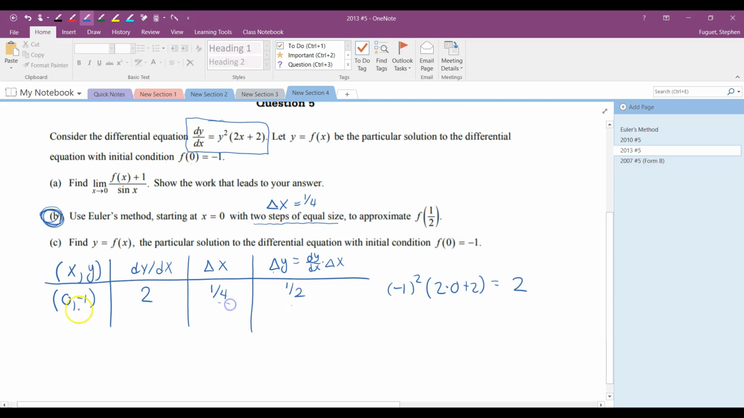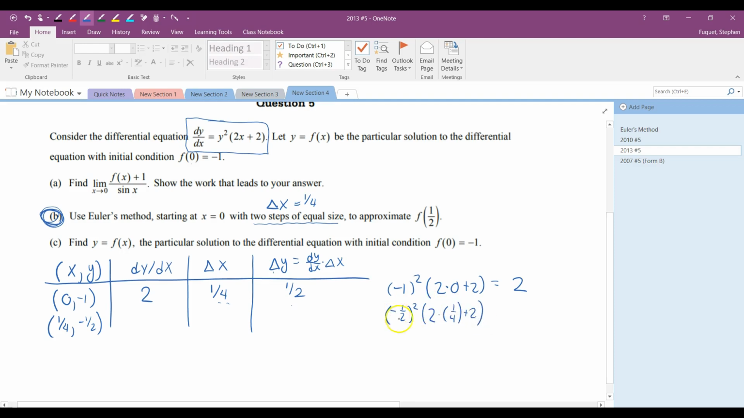I'm going to take these two numbers and add them into my x and y respectively. So I'm going to have a new x value of 1/4, and a y value of -1/2. Once again, we're going to take this x and y value and plug it into my dy dx up above. So that's going to give me, and we'll write this out, -1/2 squared, 2 times a fourth plus 2.